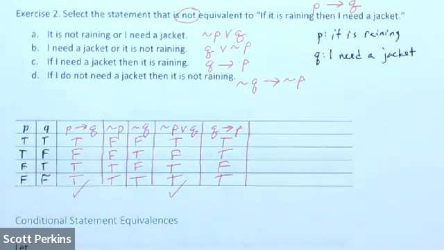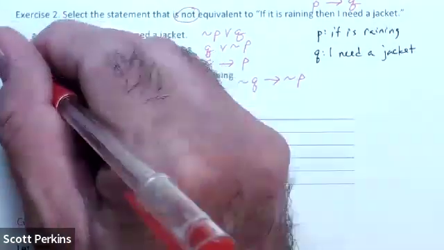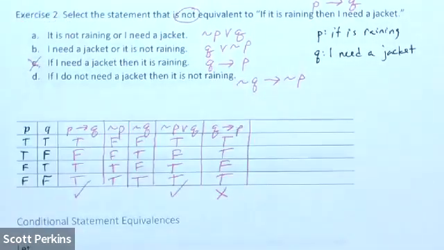So when I reverse the order, if it is raining, then I need a jacket, I reverse it to if I need a jacket, then it's raining. Is that the same thing? Do those mean the same thing? No, I see a couple no's. I'm hoping everybody agrees and can notice that that column is different. So I'm going to cross out the C. That one is not equivalent.